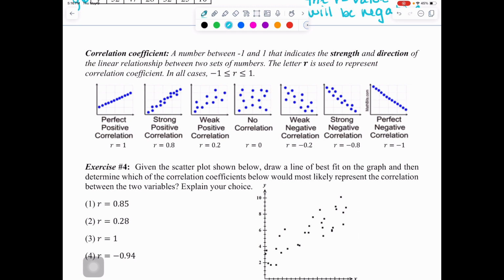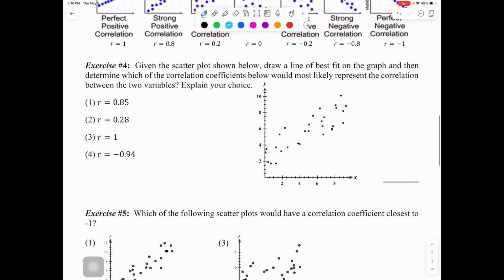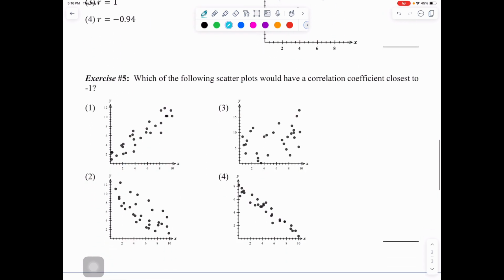So we're going to take a look at a couple of exercises here, and I actually want you to try these without me. Now that we've talked a little bit more about it and you understand how the negative works, and you now have some pictures of the different options for correlation coefficient and what it means about their descriptions, I'd like you to pause the video and try exercise 4 and exercise 5.